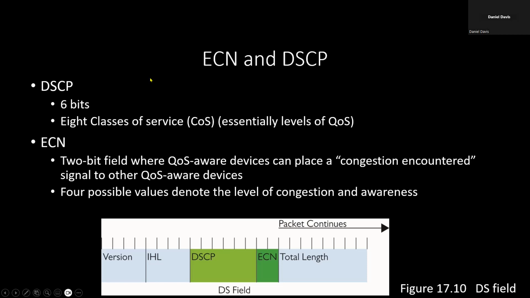The DSCP is 6 bits and it has 8 classes of service. We add a class of service to the field header, and that lets the devices handling this know what priority to apply to that specific piece of data or communication. ECN is a 2-bit field where QoS-aware devices can place a congestion-encountered signal to a QoS-aware device. Four possible values denote the level of congestion and awareness.